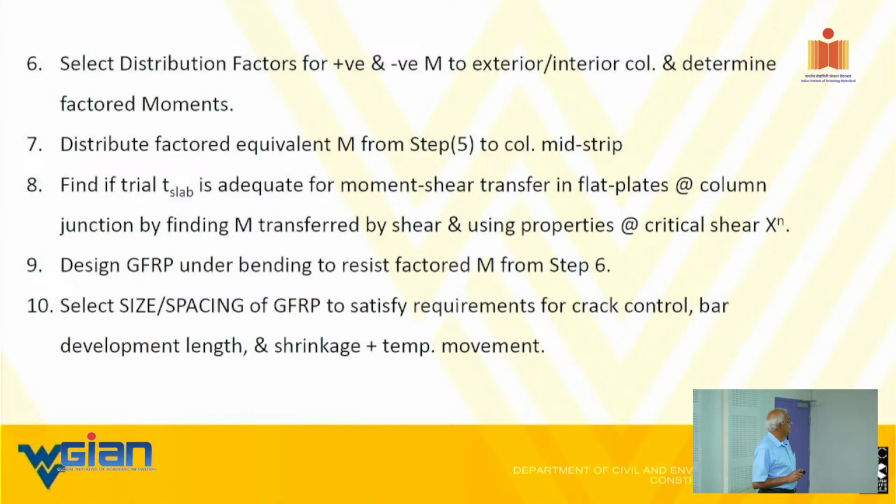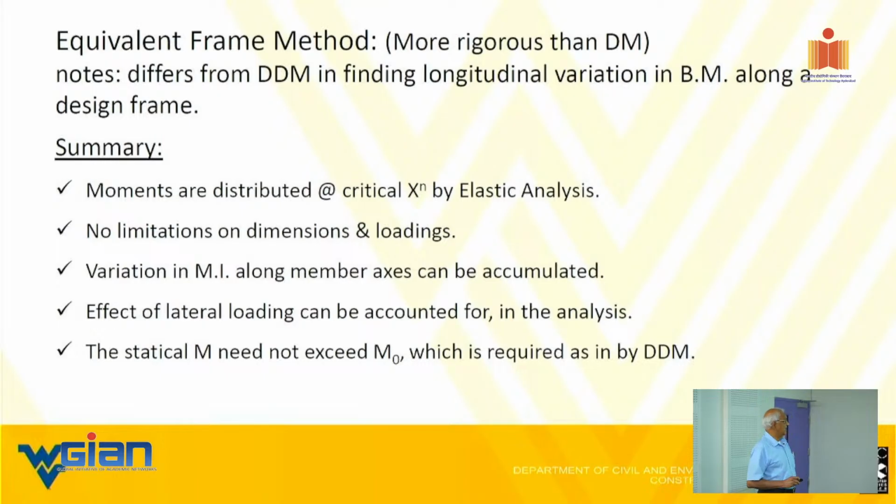So find the thickness of the slab on a trial basis for moment shear transfer in the plates at the column junction. That's where that gamma factor comes in. Then design the GFRP under bending to resist factored moments as per step number 6, positive and negative values. Those equations are given. And then select the size and spacing of GFRP to satisfy the requirements for crack control. And those are the 10 steps.